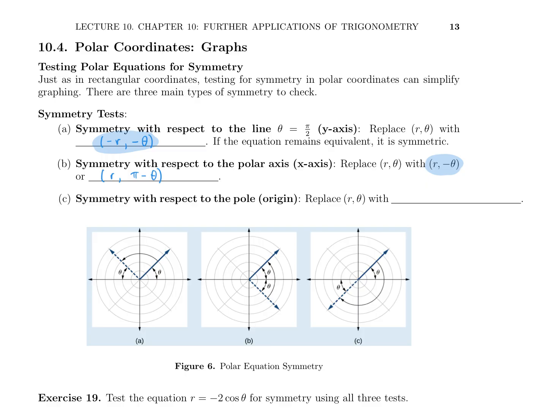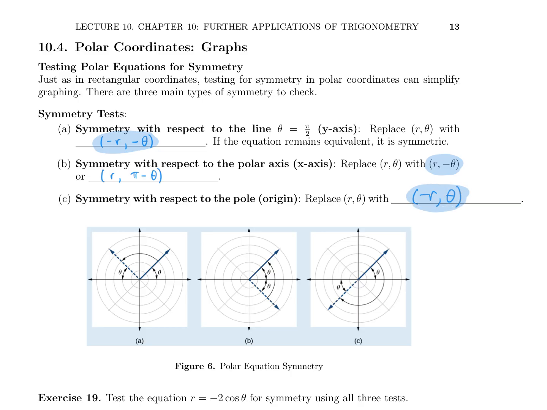The last symmetry would be with respect to the origin, also known as the pole. So you want to replace r comma theta with negative r comma theta. And that's the final test.